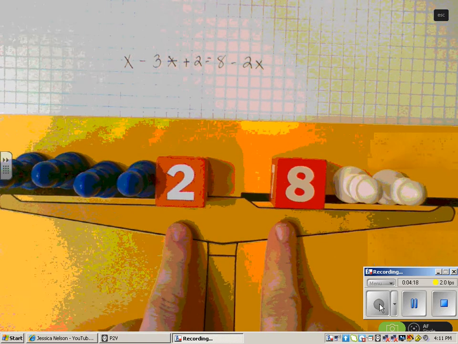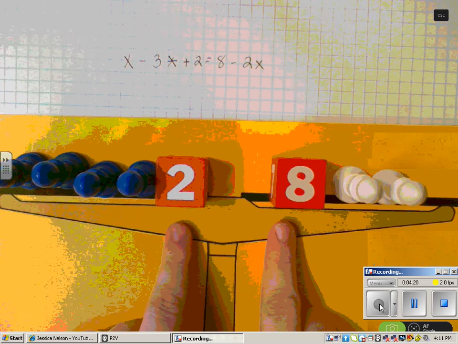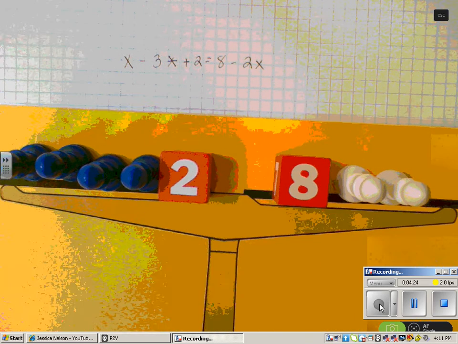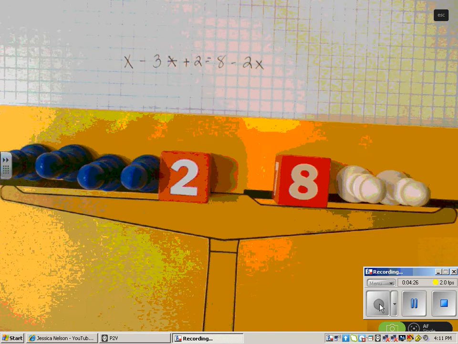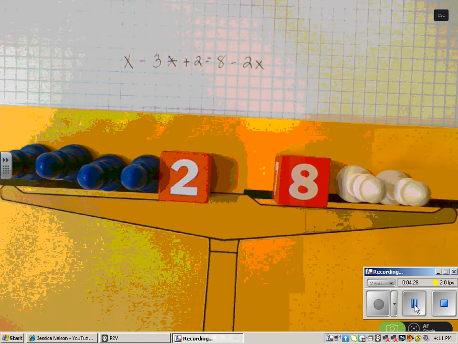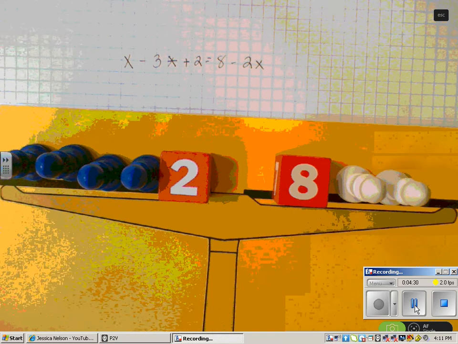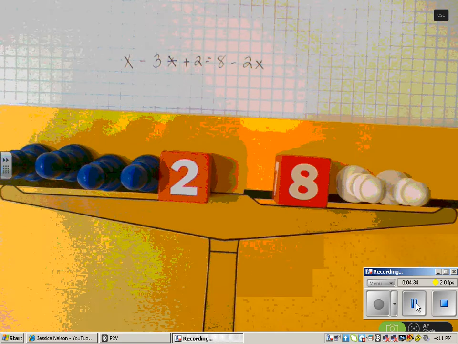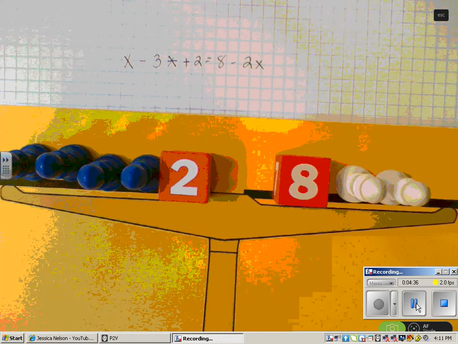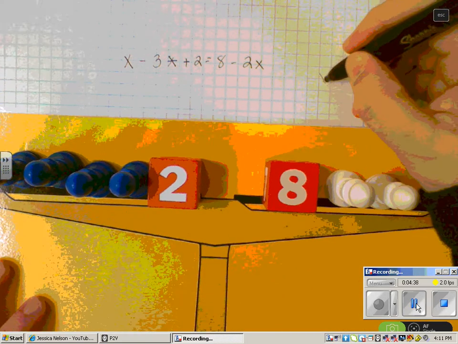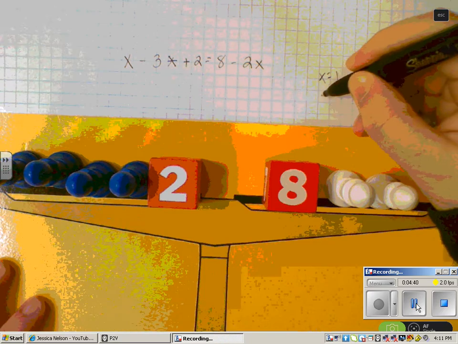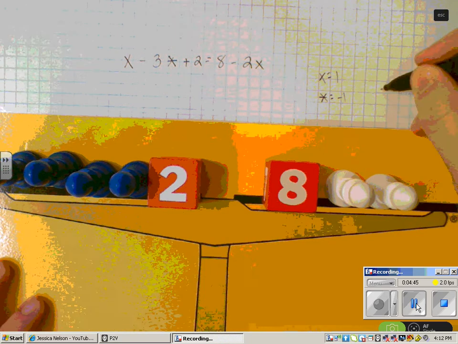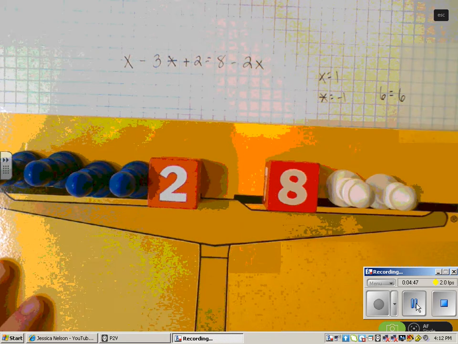And you can solve it using your legal moves and what you've learned about them, and you should pause and go ahead and solve it. When you solve it, you should get x equals 1, star equals negative 1, and your check should be, yes, 6 equals 6.